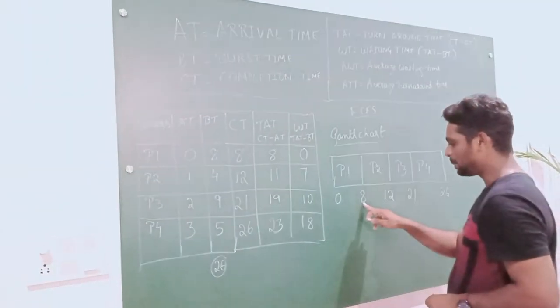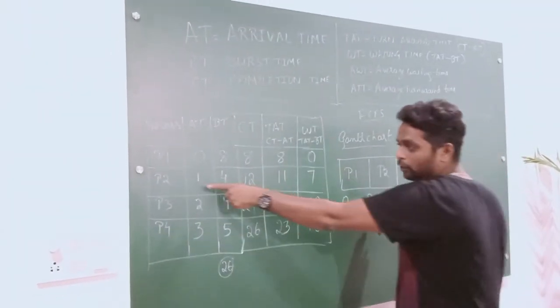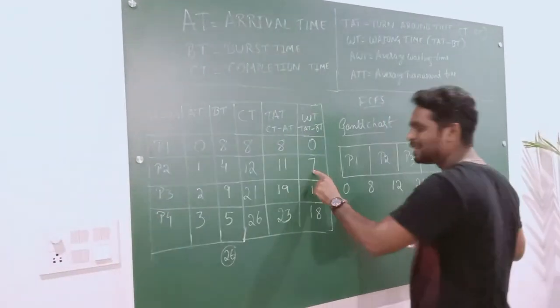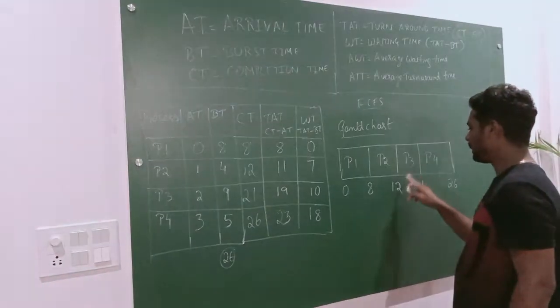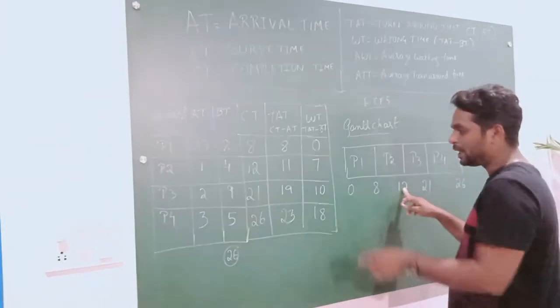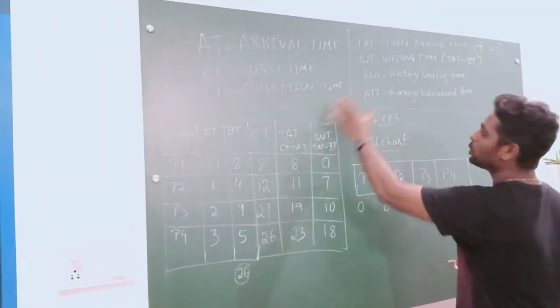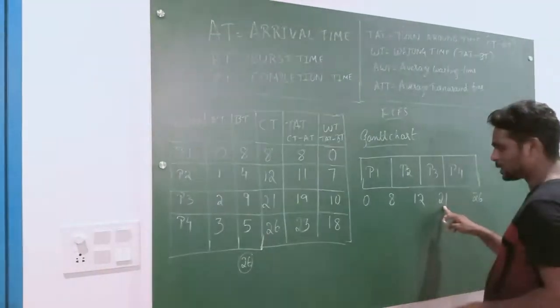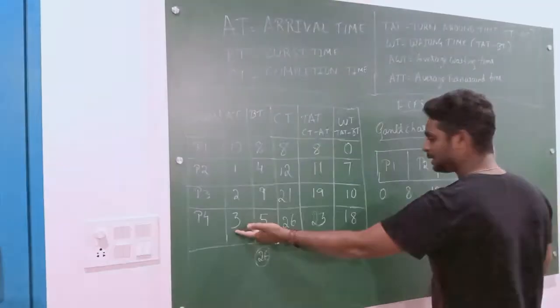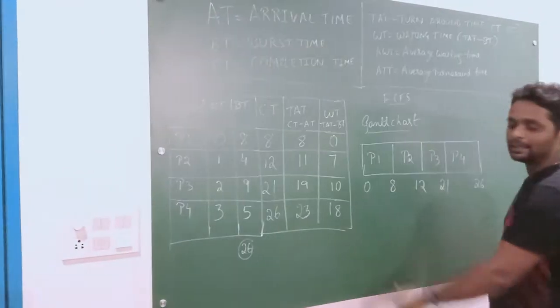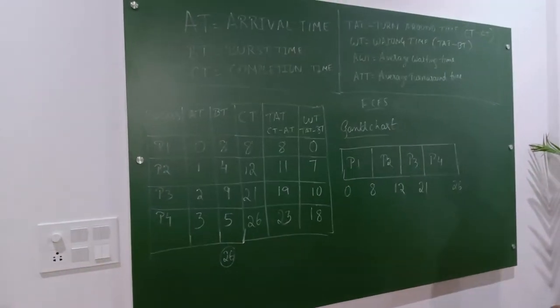P2, how much time has it waited? 8 seconds. But it came into the queue after 1 second. So 8 minus 1 is 7. That's the formula I use. P3 waited 12 seconds, but it came into the queue after 2 seconds, so 12 minus 2 is 10. P4 waited 21 seconds, but it came into the queue after 3 seconds. So 21 minus 3 is 18. That's it. Hope you understood.